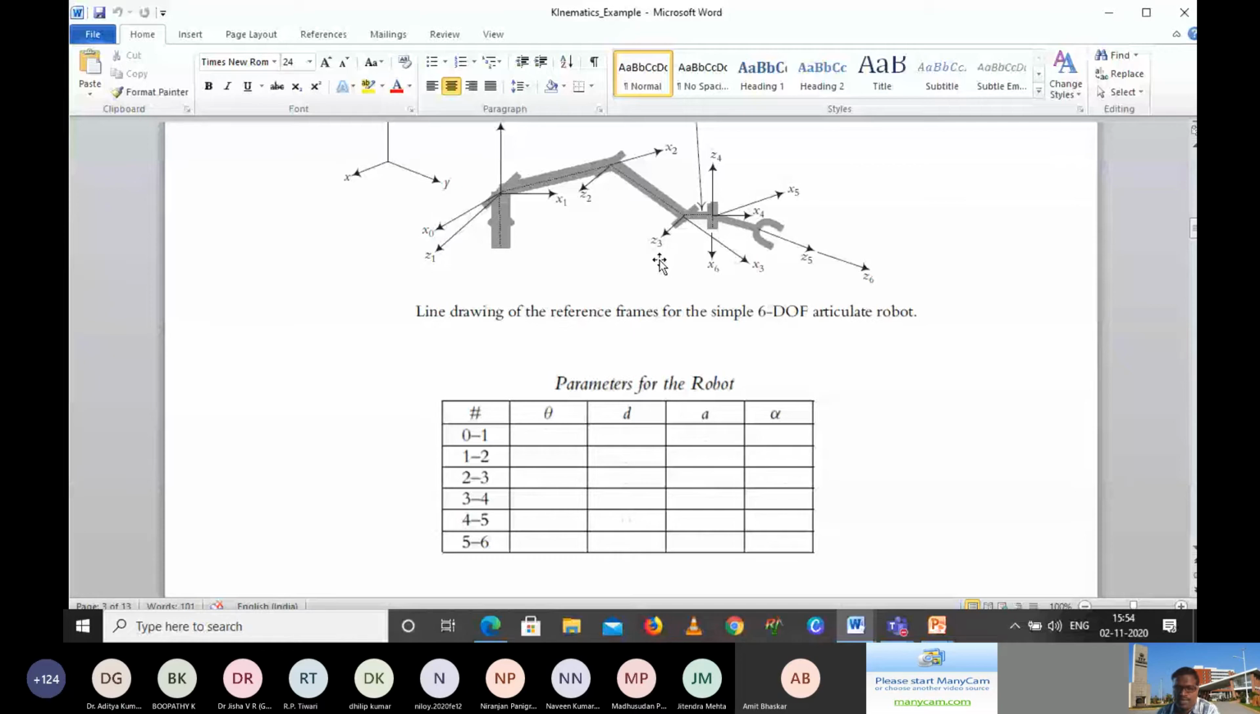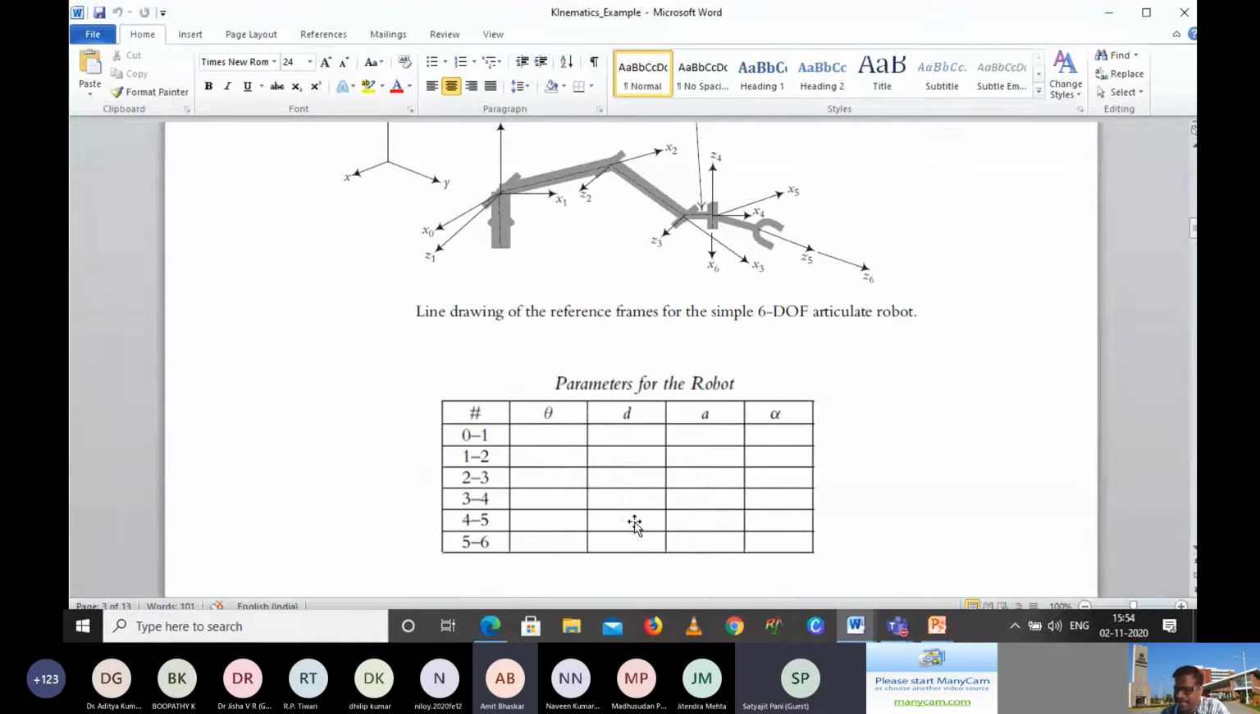So now we are moving to 3 to 4. Now I need your help. You know that theta 4 will be there, am I right? Will we have a theta 4 or not, sir? Yes, theta 4 will be there.